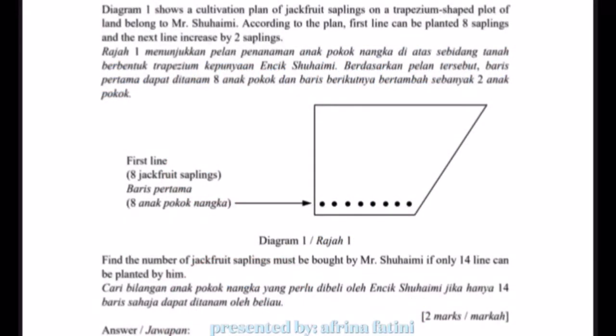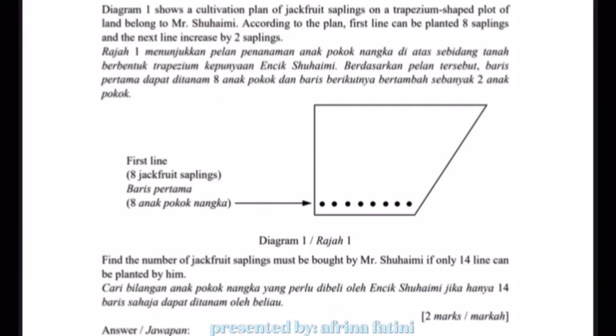Okay, now we are going to answer this question. It says that Diagram 1 shows a cultivation plan of jackfruit saplings on a trapezium-shaped plot of land belonging to Mr. Suhaimi. According to the plan, the first line can be planted with 8 saplings, and each next line increases by 2 saplings. Based on this statement, we know that they are talking about arithmetic progression, and the first term is 8 and the difference is 2.